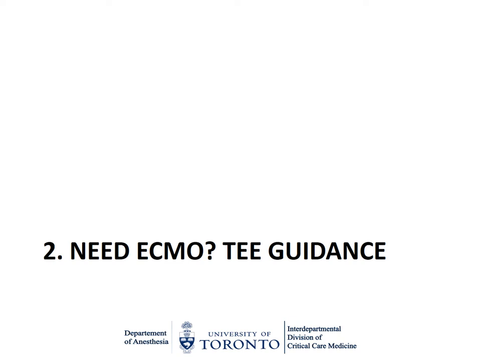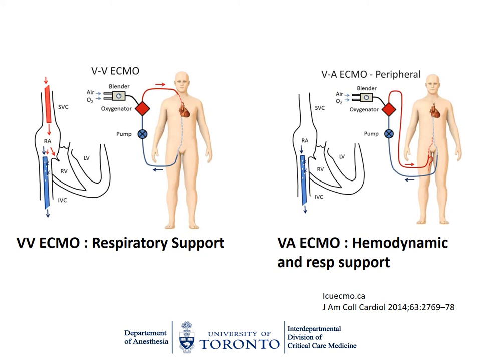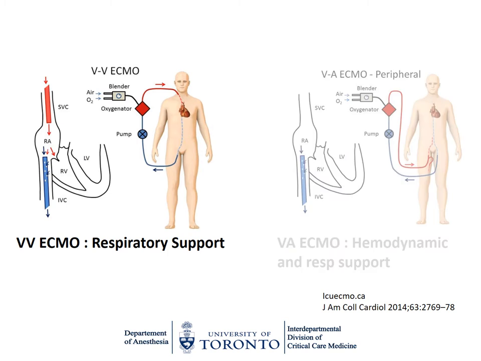So my next point is the role of TEE guidance for ECMO cannulation. Just a reminder for those who are not familiar with ECMO, we have two main different types: venovenous ECMO, mainly for respiratory support, where you drain the blood from the venous system and you re-inject in the venous system. That assumes that your right ventricular function is good enough that it can pump the blood into the pulmonary circulation. And then you have veno-arterial ECMO, where you drain the blood from the venous system and you re-inject in the arterial system. For the sake of time, I'm only going to refer to venovenous ECMO because this is what we use the most for patients with ARDS.